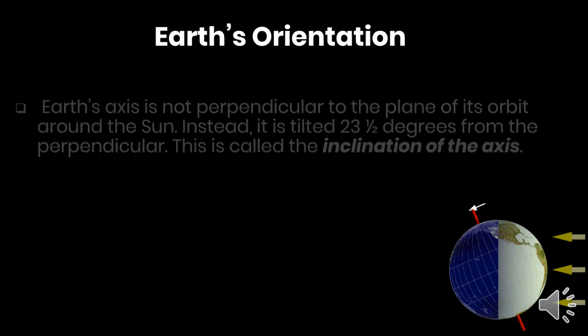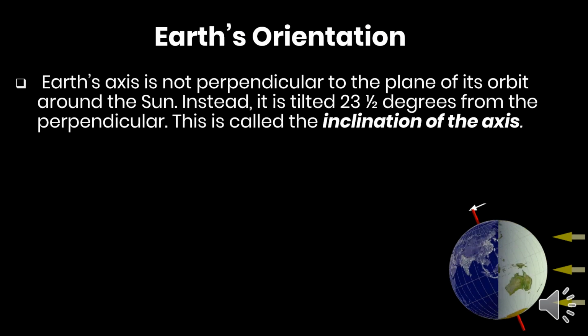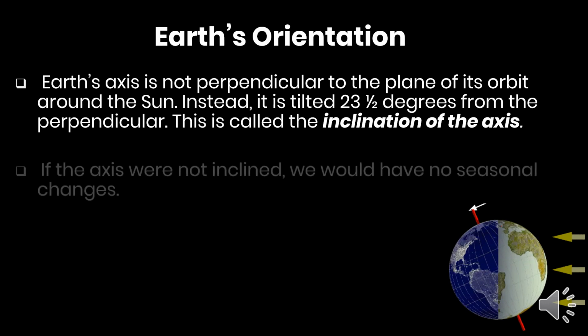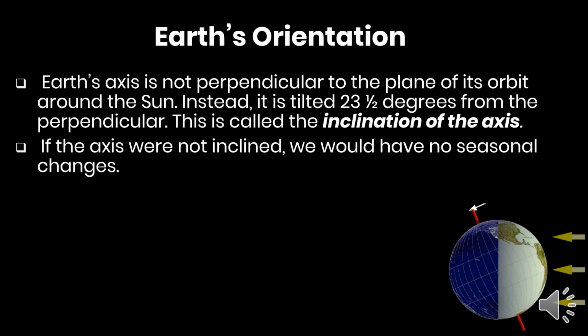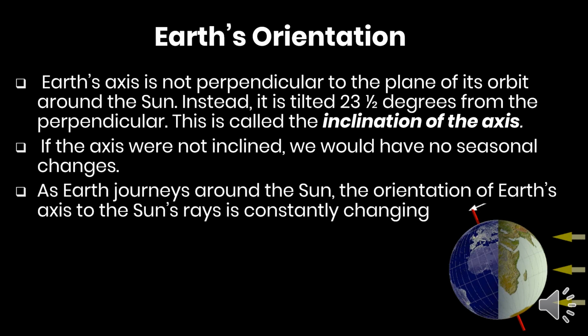Earth's orientation. Earth's axis is not perpendicular to the plane of its orbit around the Sun. Instead, it is tilted 23.5 degrees from the perpendicular. This is called the inclination of the axis. If the axis were not inclined, we would have no seasonal changes. As Earth journeys around the Sun, the orientation of Earth's axis to the Sun's rays is constantly changing.